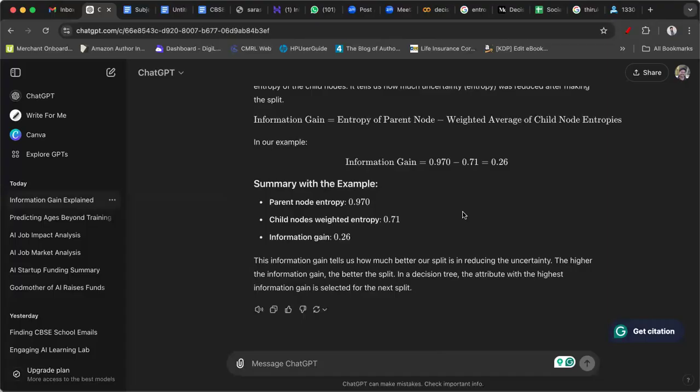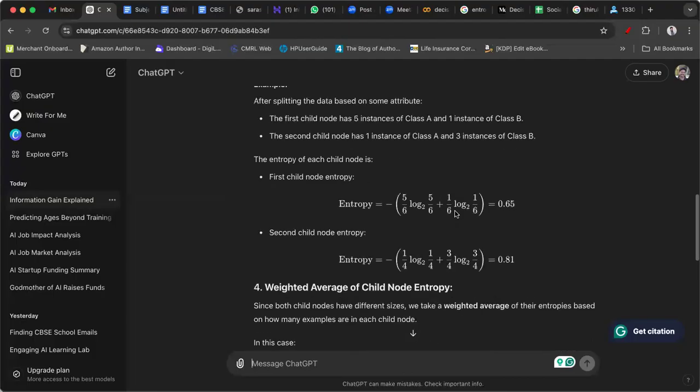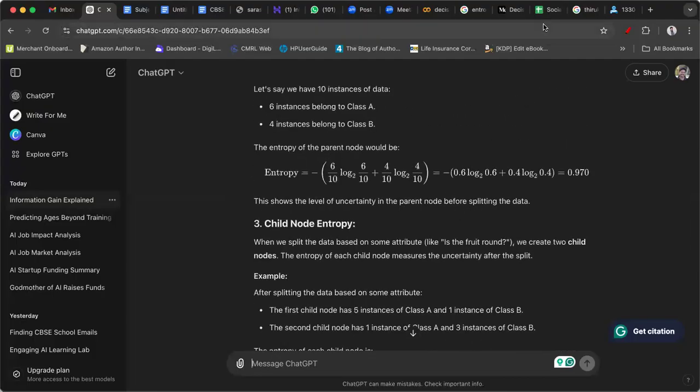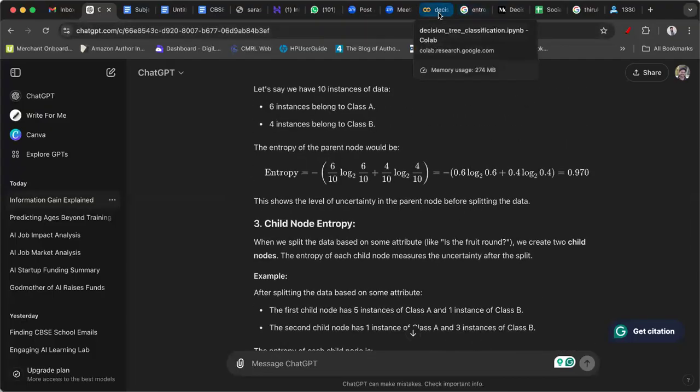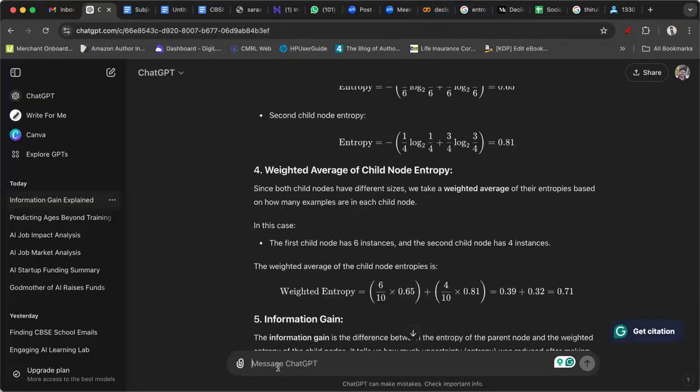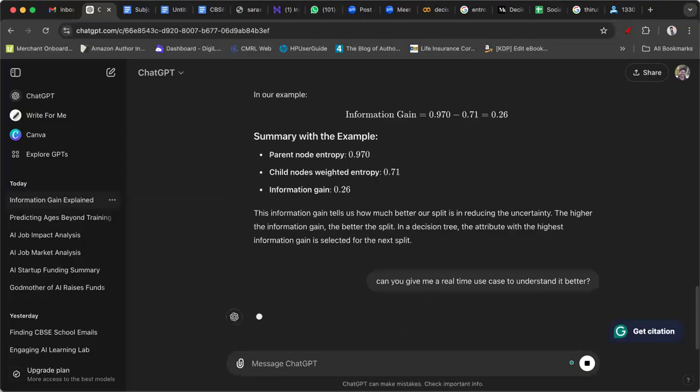So they have given examples and done similar things. You have to go with a real time example. Can you give me a real time use case to understand better?